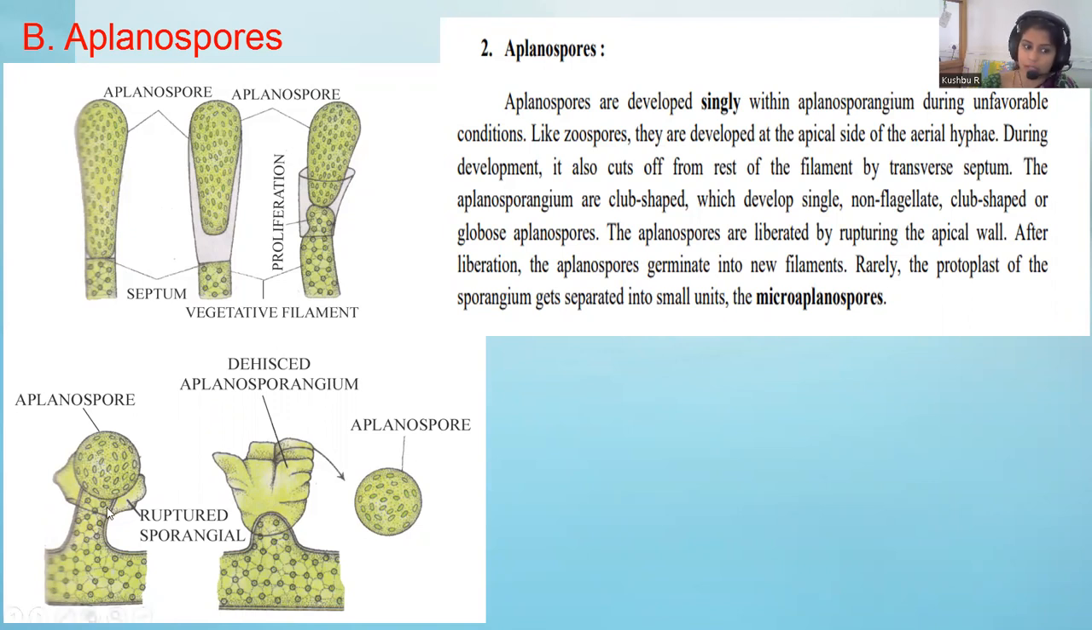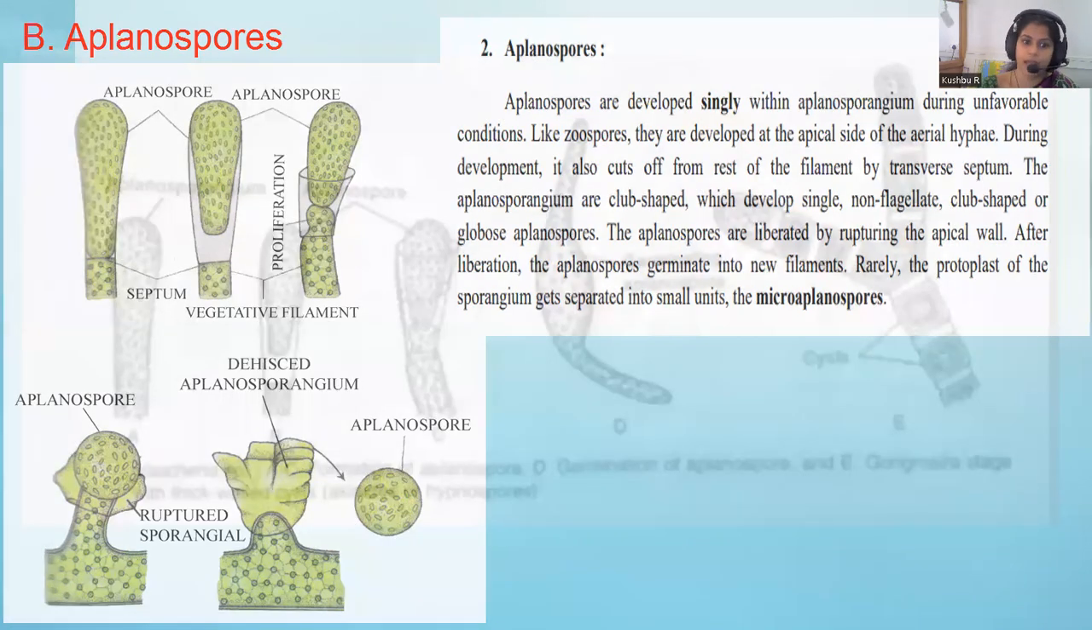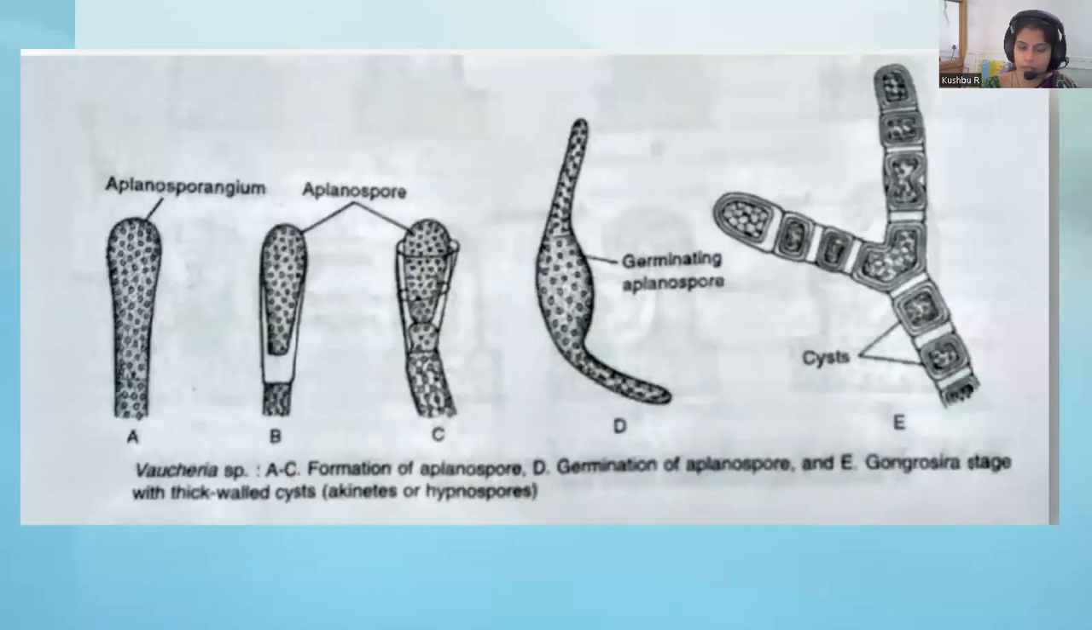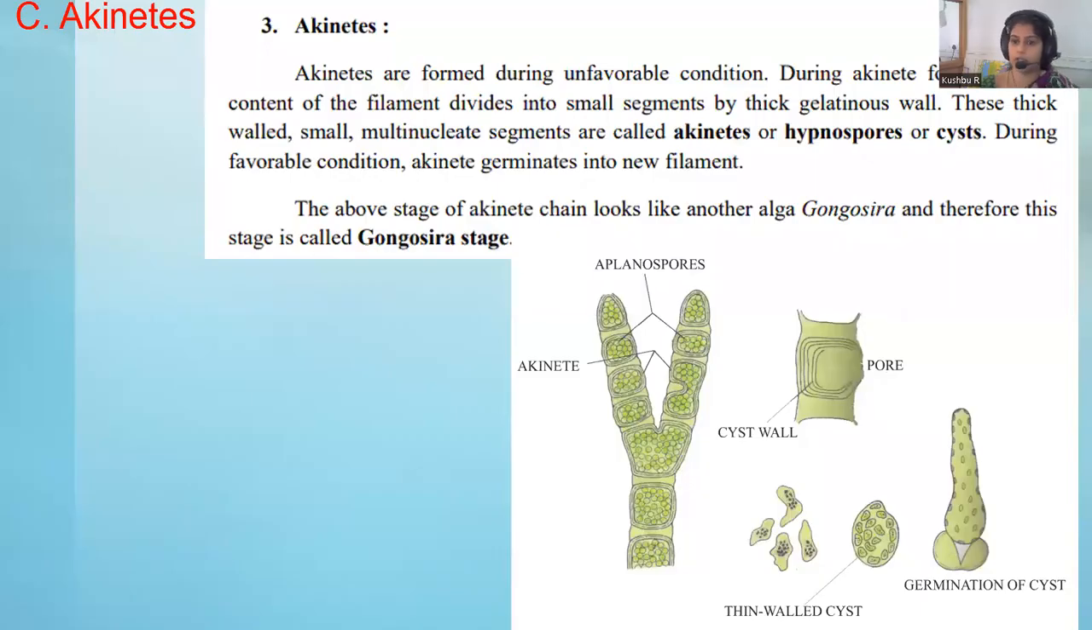So at the tip, there is bulging and septum formation. Aplanospores are seen inside aplanosporangium. Once the aplanosporangium ruptures, the spores that are produced inside get liberated, fall onto a new substratum and develop into a new individual. Aplanosporangium in general contain numerous spores inside, which are generally called microaplanospores. This is a diagrammatic representation of how exactly aplanospores are synthesized and germinate into a new individual.